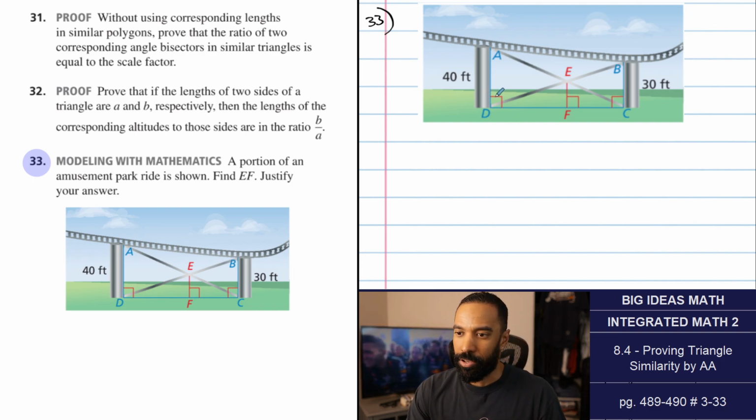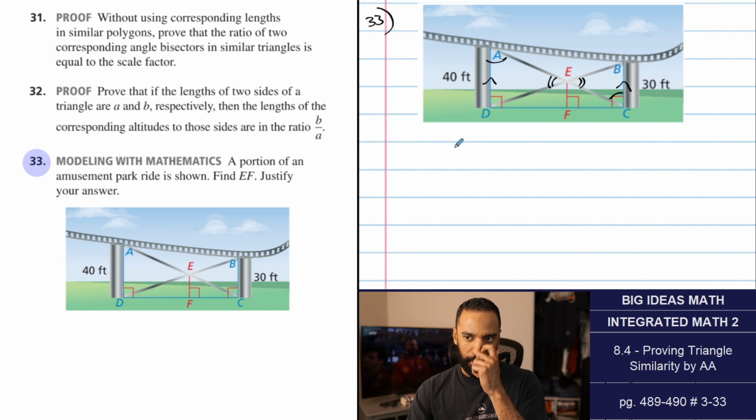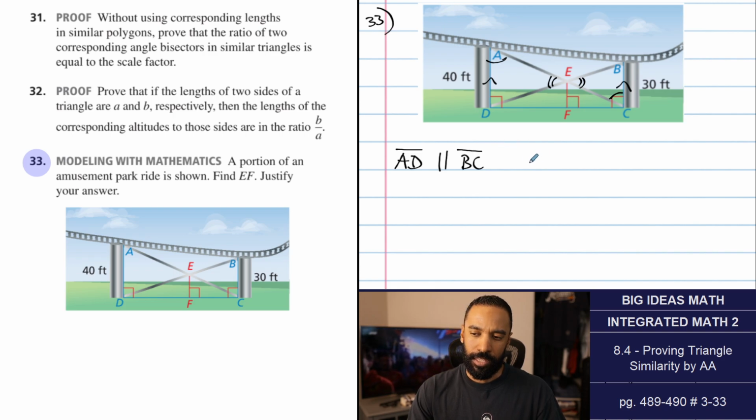Well, these are right angles. These are right angles, so these are parallel lines with the ground. If these are parallel lines, then we do have alternate interior angles here and here, and alternate there and there, or vertical angles here and here. So I could do something like AD is parallel to BC by the perpendicular line stuff.